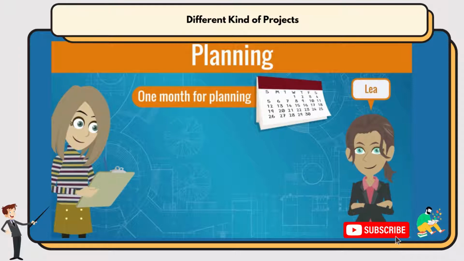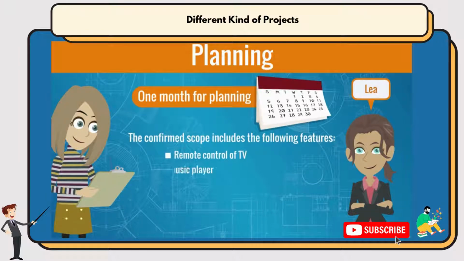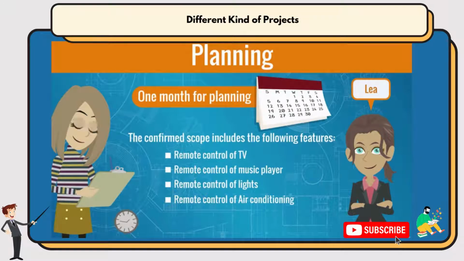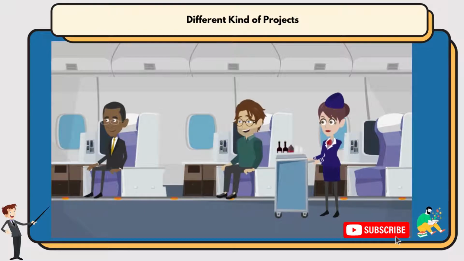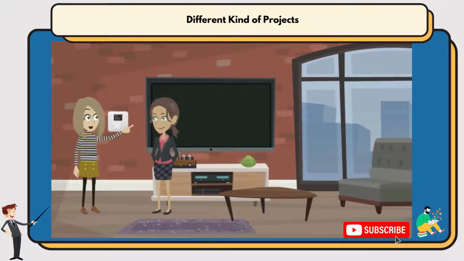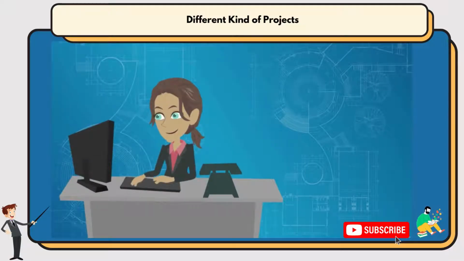After some time, the project plan is completed and the confirmed scope includes the following features: remote control of the TV and music player, lights, and air conditioning. The total project is to be completed in 4 months. Bill will be travelling a lot for business, so the house will be mostly free for Leah to work on the project execution. So she starts.